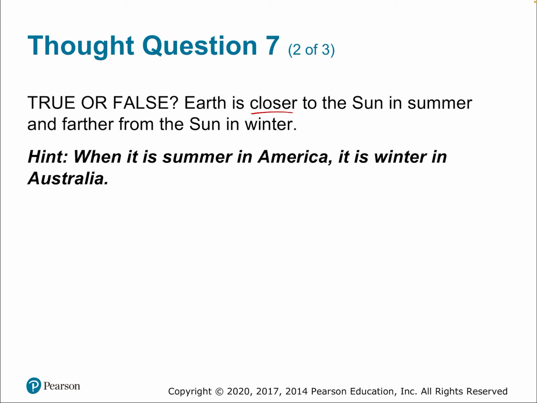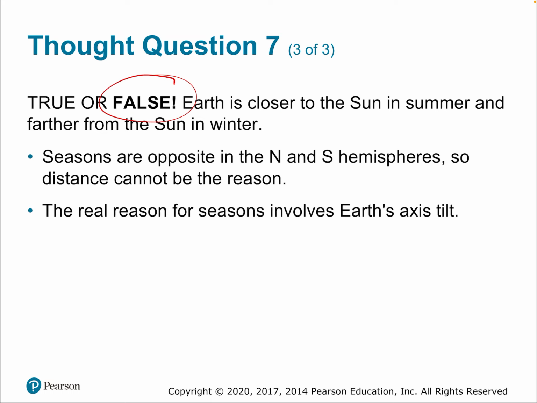Okay? So that means that we have opposite seasons, so the distance from the sun cannot be the reason for the seasons. All right? Simply put. Okay? If it was, we'd have to have the same season of the entire planet. So every northern hemisphere and southern hemisphere, Australia and America would have to have the same season at the same time instead of opposite seasons.